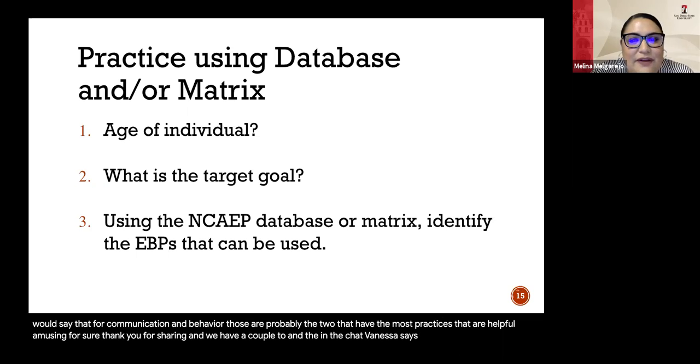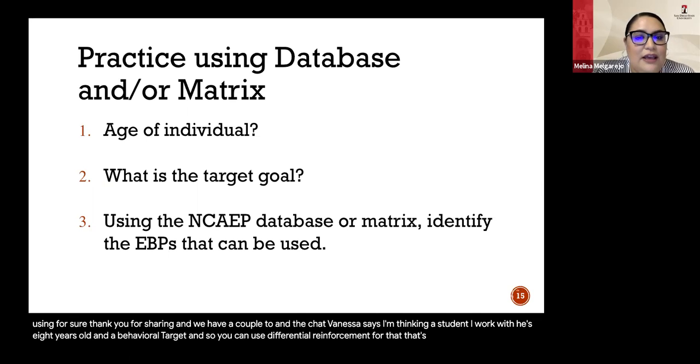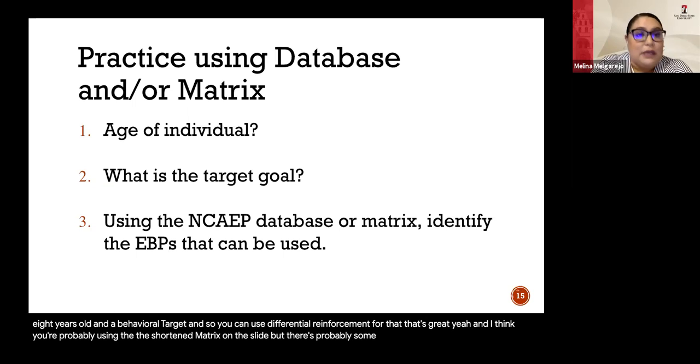Vanessa says, I'm thinking of a student I work with, he's 8 years old and a behavioral target. And so you can use differential reinforcement for that. That's great. And I think you're probably using the shortened matrix on the slide, but there's probably some other EBPs that can be used as well.